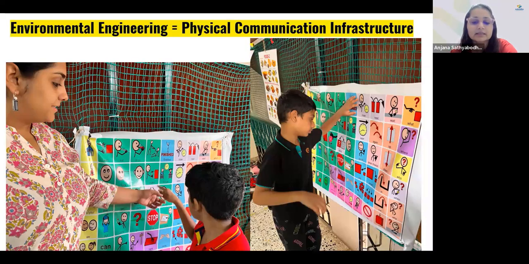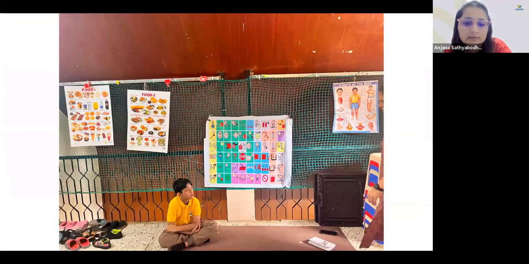So this is the physical communication infrastructure. So we had these large communication boards in a hall where children would use that space for their snack and meal times, and then the other circle time and so on. So all the group activities used to happen there. So we made sure that we have these communication boards and supports in those places. This is how it looked.